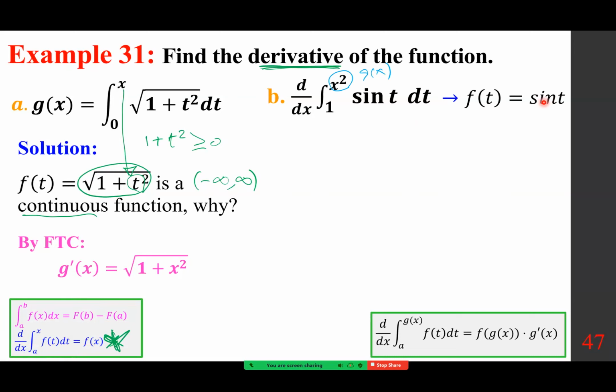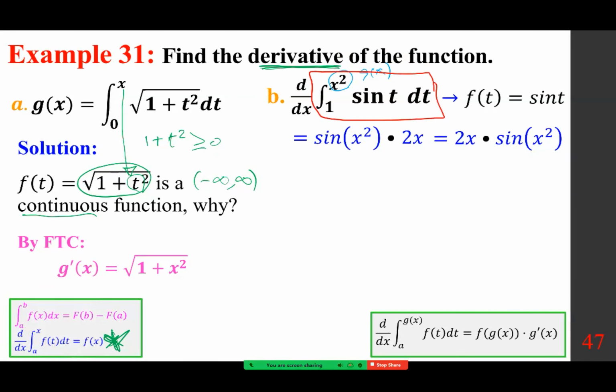So sine of x squared, and then the derivative of x squared, which is 2x, just following this formula. And of course, we put the 2x in front. I'm going to show you a second method just for the sake of argument, and that means we are going to integrate this first, then we take a derivative of that. We want the derivative of the integral of this.